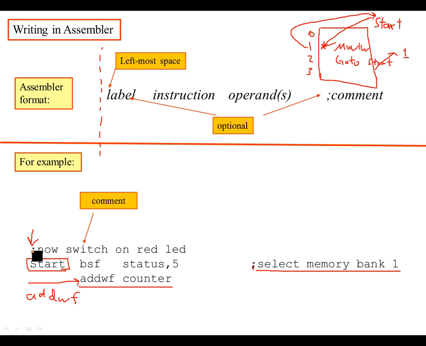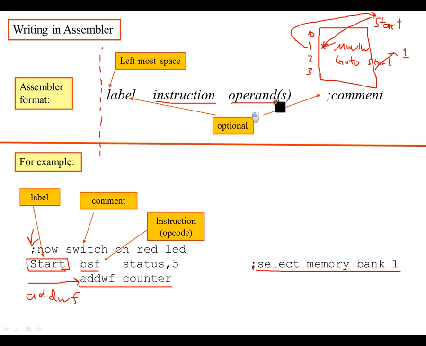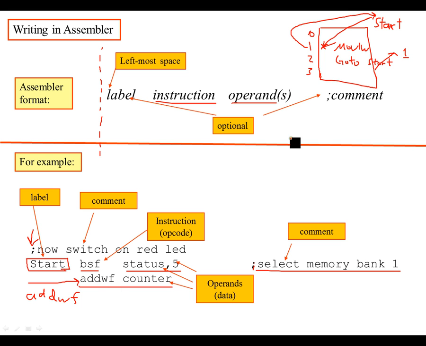And this is a comment as well. You have a semicolon. It starts in the first location as well, so you can add comments in the first location as long as it has a semicolon. Now switch on red LED. And again, this is the label. Now this is the instruction opcode bit set F, and then this is the operand. So these are the instructions and these are the operands. That's the format for writing in an assembler language.